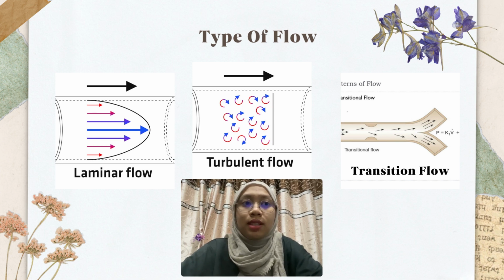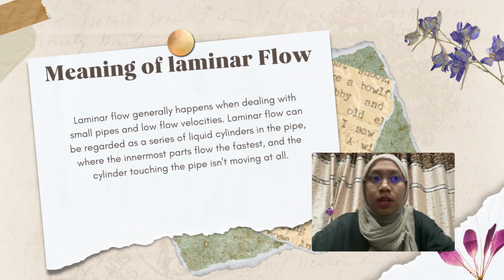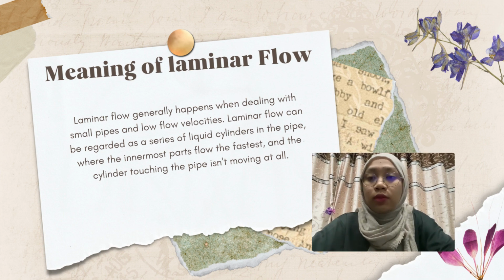The first one is laminar flow. That's the diagram. And the second is turbulent flow. And the last one is transition flow. Speaking of laminar flow, laminar flow generally happens when dealing with small pipes and low flow velocities. Laminar flow can be regarded as a series of liquid cylinders in the pipe, where the innermost part flows the fastest and the cylinder touching the pipe is not moving at all.